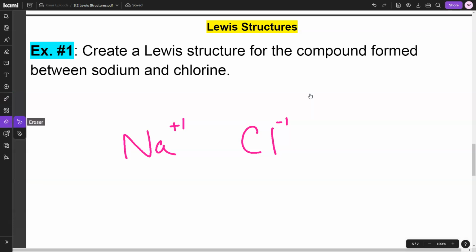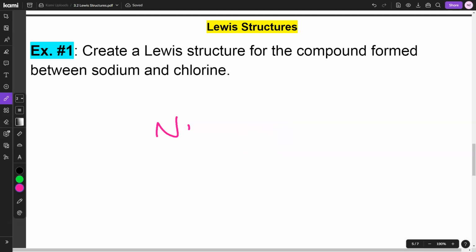Okay, so that's what we worked on previously. Now we're going to represent this with a Lewis structure. So let's begin by writing out our symbols. So we have sodium, and we have chlorine. Chlorine is going to get 7 dots.